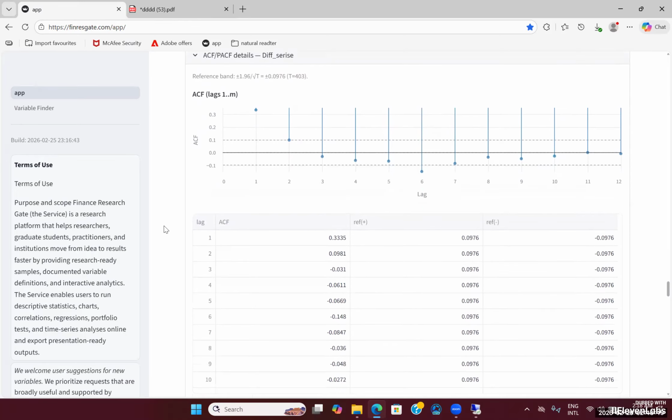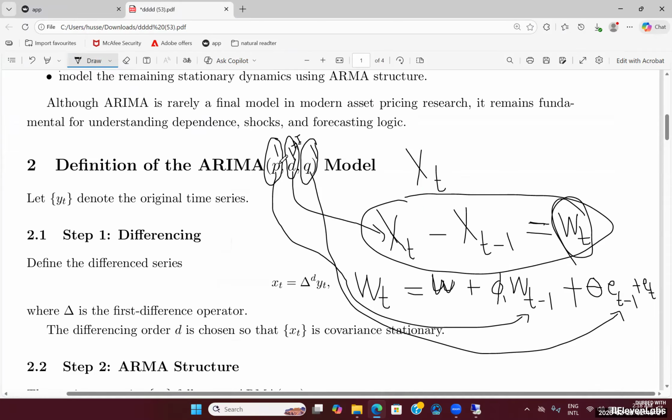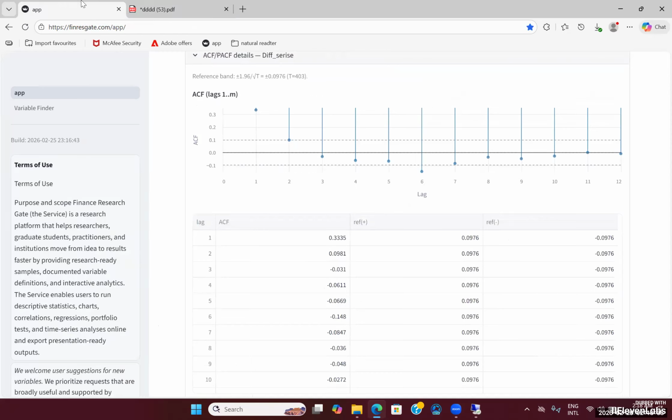So the crucial question is, how can we accurately determine the correct ordering for our ARIMA model? We've already established that the D parameter in this specific instance must be equal to 1. Now, what about the P and the Q parameters? How many autoregressive terms should we consider for our model?